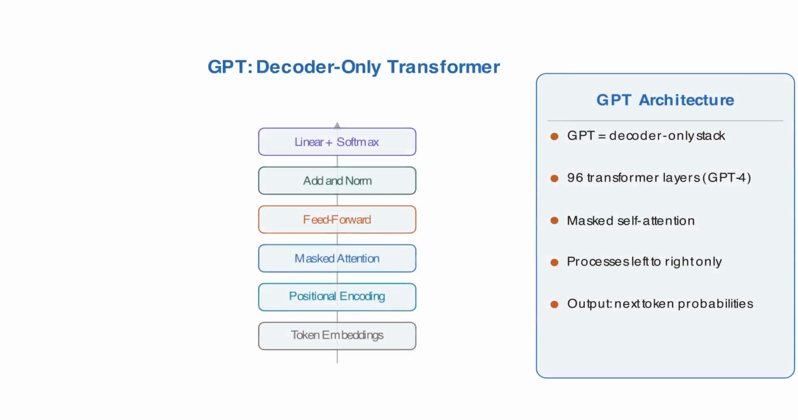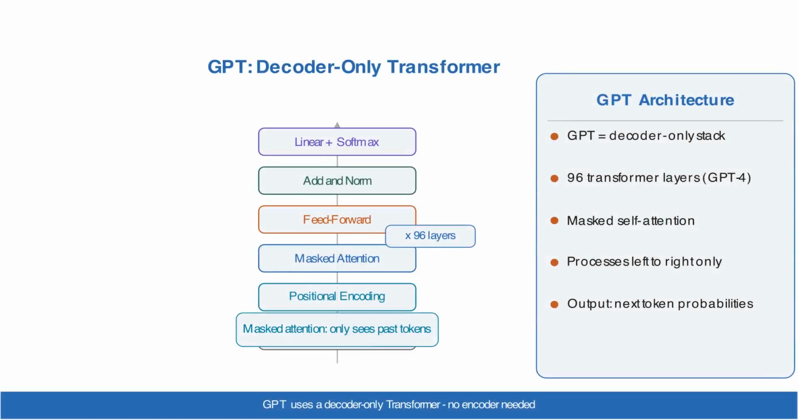GPT uses a decoder-only transformer. Unlike the original transformer, which has both an encoder and a decoder, GPT drops the encoder entirely. It stacks 96 transformer layers, each containing masked self-attention and a feed-forward network. The key word is masked. GPT can only look at past tokens, never future ones. This makes it a perfect next word prediction machine.